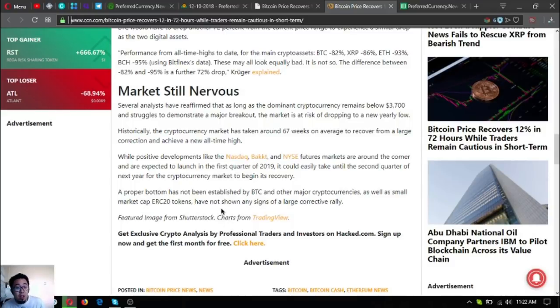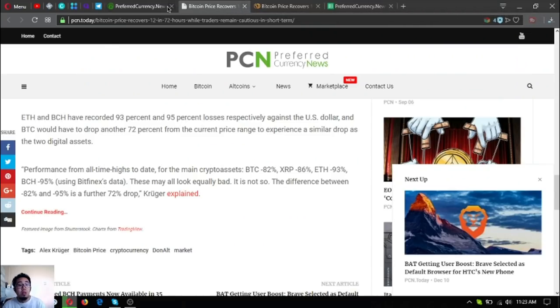So the market's still nervous. Several analysts have reaffirmed that as long as the dominant cryptocurrency remains below 3,700 and struggles to demonstrate a major breakout, the market is at risk of dropping to a new yearly low. Historically, the cryptocurrency market has taken around 67 weeks on average to recover from a large correction and achieve a new all-time high. While positive developments like the Nasdaq-backed NYSE futures markets are around the corner and are expected to launch in the first quarter of 2019, it could easily take until the second quarter of the next year for the cryptocurrency market to begin its recovery. A proper bottom has not been established by BTC and the other major cryptocurrencies, and small market cap ERC-20 tokens have not shown any signs of a large corrective rally. Okay, so that is the main update today.